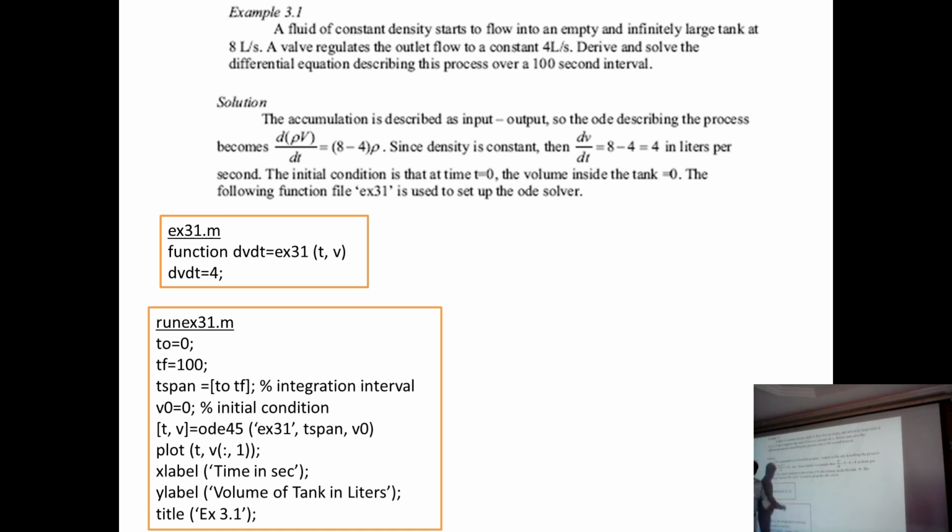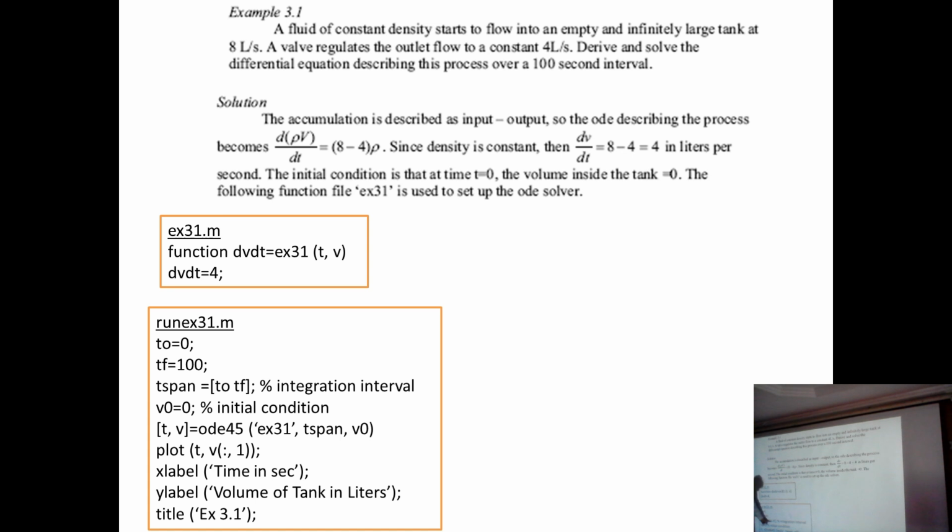That means 0 to 100. So I have written here T-span is equal to 0 to 100. That is T0 is 0, TF is 100. T-span is 0 to 100 because he wants a 100-second interval integration. That's why I kept the T-span as 0, 100: T0, space, TF.